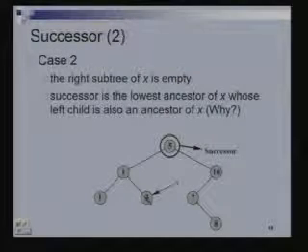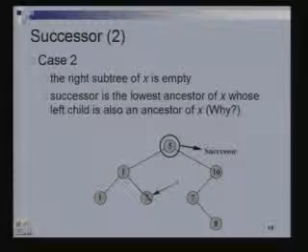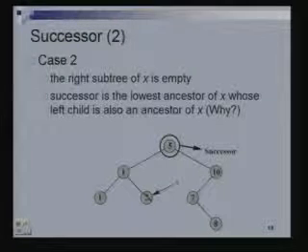So the procedure is the following, and we'll see why it's the right procedure. What you're going to do is start going from this node to its parent and then to its grandparent and so on, till you reach a node such that this key x, whose successor you're looking for, is in the left subtree of that node.